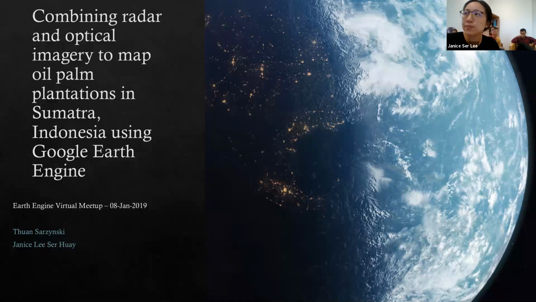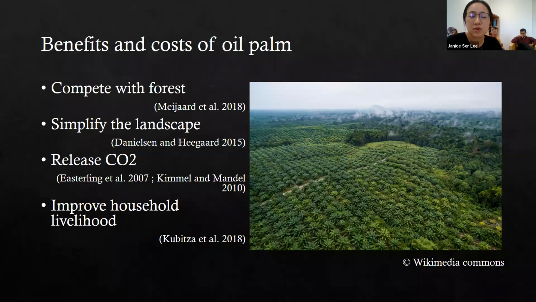All right, so maybe just some introduction, for those of you who are unfamiliar with the topic of oil palm. Oil palm is a very lucrative and also a widely used vegetable oil across the world in all sorts of products. And it has got lots of benefits and costs to it. The benefits are that it is a very efficient land use edible vegetable oil, it has got a high price for farmers, and it is a crop that can grow very well in the tropics.